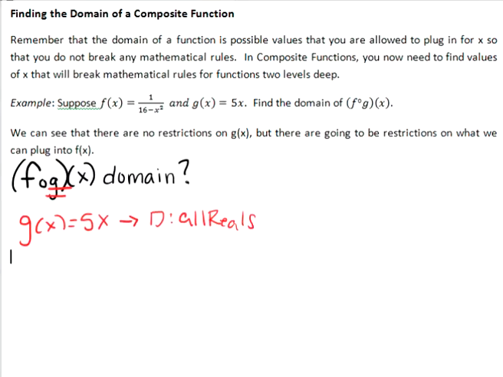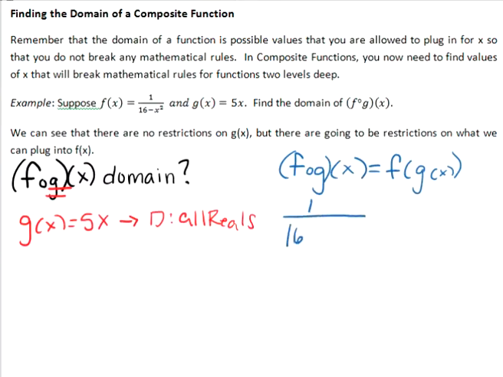The next thing that we need to do then is figure out what the composite function would be for f of g of x. Remember that f of g of x is equal to f with g of x plugged in for its input. So for f of x, we have 1 over 16 minus x squared. But where we have our x in that problem, we're now going to plug in the function g, which is 5x, and square it. This is going to simplify to 1 over 16 minus 25x squared.